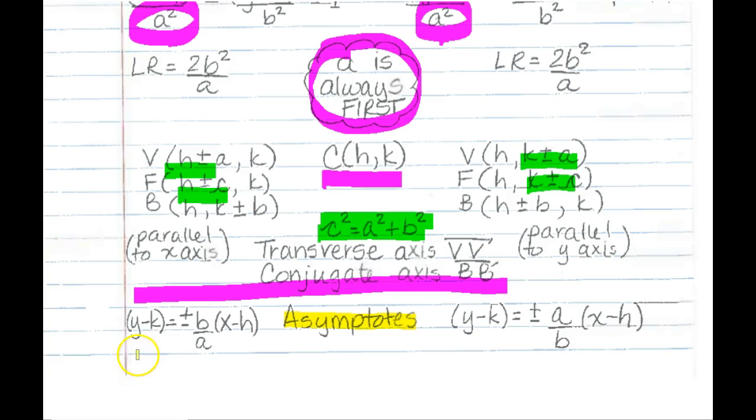And notice the equation is going to be in our point-slope form, so it's y minus y1 is equal to our slope times x minus x1. And we're just using the center because we can guarantee that point instead of looking for another point on the asymptote. So notice that we're going to have plus or minus because we have two asymptotes, one with a positive slope and one with a negative slope.